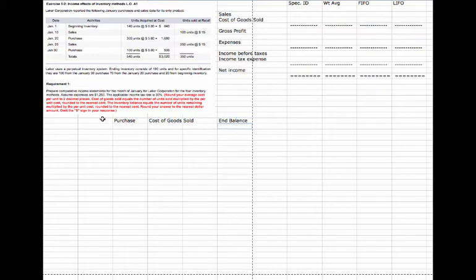Now, I'm going to hold off on specific identification right now. Let's work out the weighted average and the FIFO and LIFO first. So the first thing we want to do is compute what the cost of goods sold is for weighted average. Now, what we normally will do is start with the beginning balance.